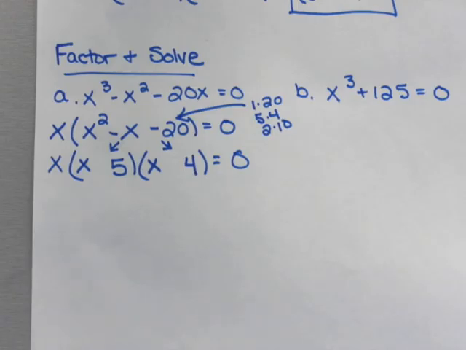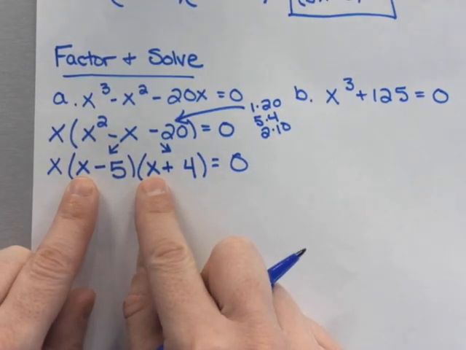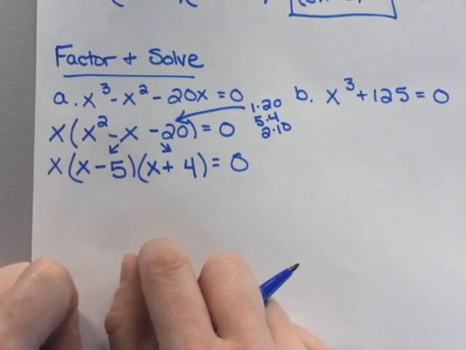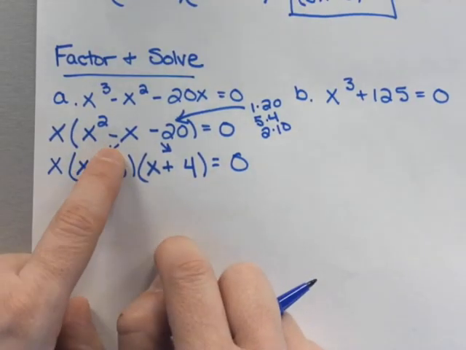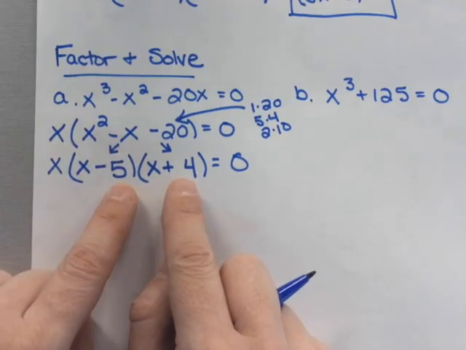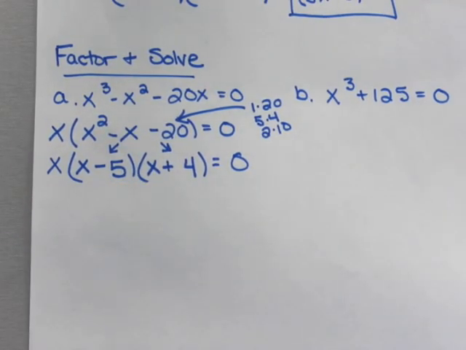Which one gets the plus and which one gets the minus? Negative 5, positive 4. Take a look as to why. X times x is x squared. Negative 5x plus 4x gives me negative 1. Negative 5 times 4, that's how I get to negative 20.